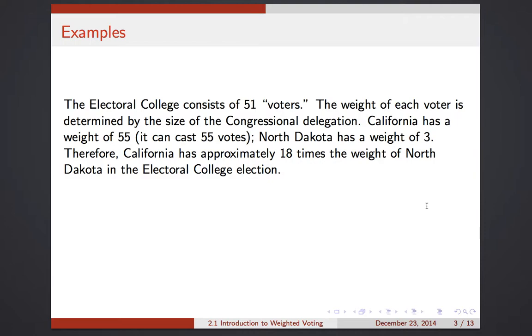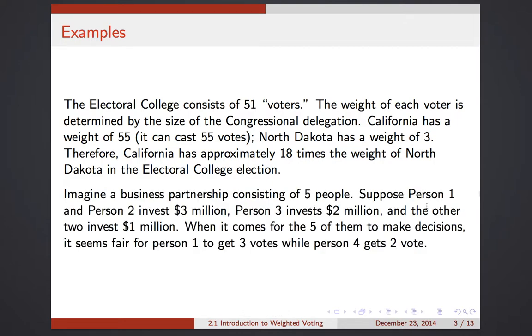So this is different from the previous chapter, right? In the previous chapter, California and North Dakota would have each just cast a single vote. But now California casts 55 and North Dakota casts 3. So California is more powerful than North Dakota.